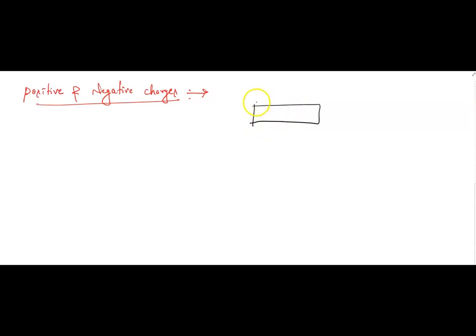Then you can see some kind of heat is developed on it. That is nothing but positive charge. So the charge acquired by a glass rod when rubbed with silk is called positive charge. You need not copy the note, just remember.